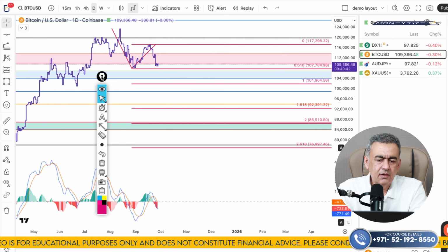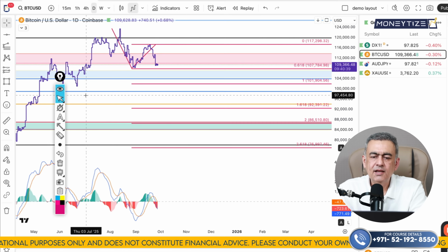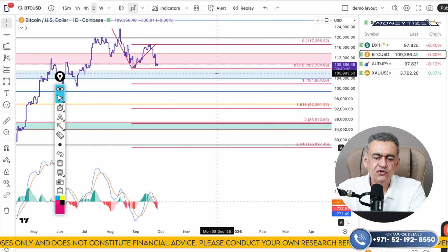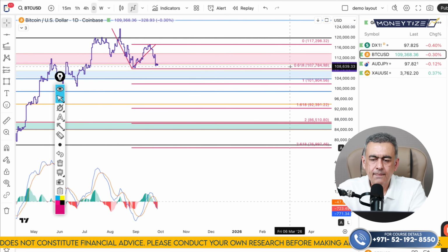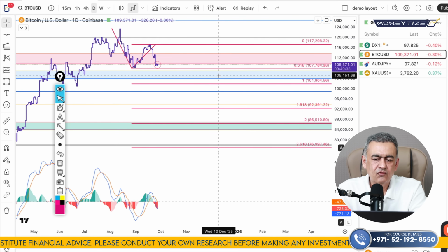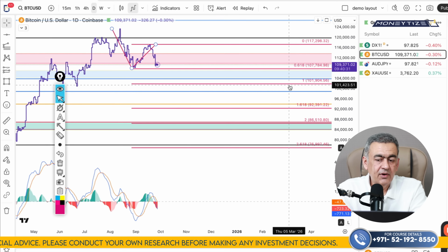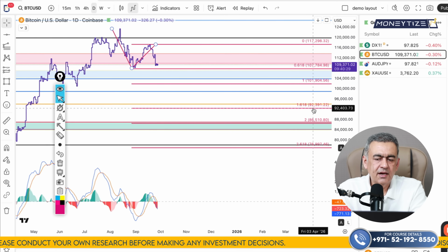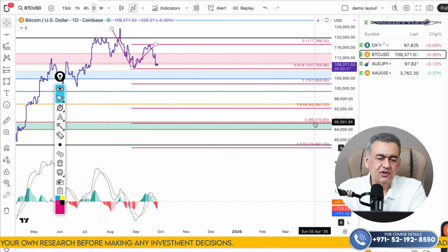So a short-lived bearish correction is highly anticipated in Bitcoin, and it should move down to 102. First it needs to break below 104, then 102. If it breaks 102, then it will quickly move down to 92,300, followed by 86,500.